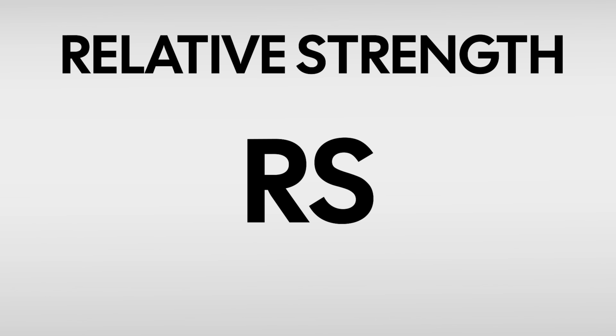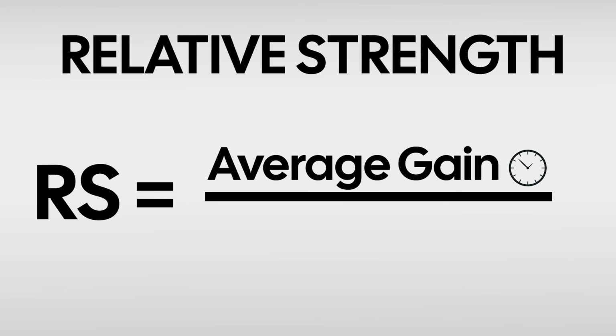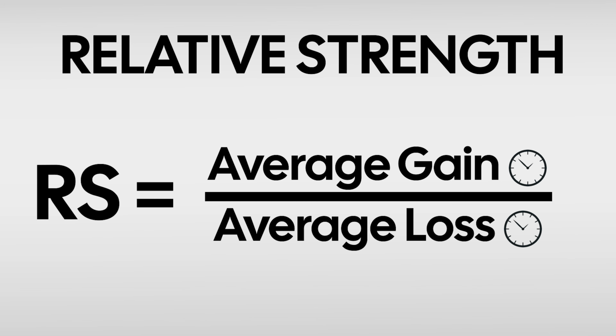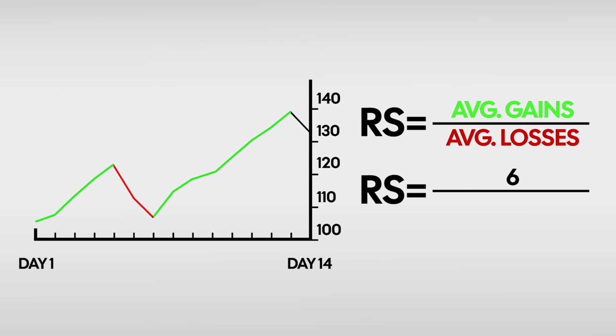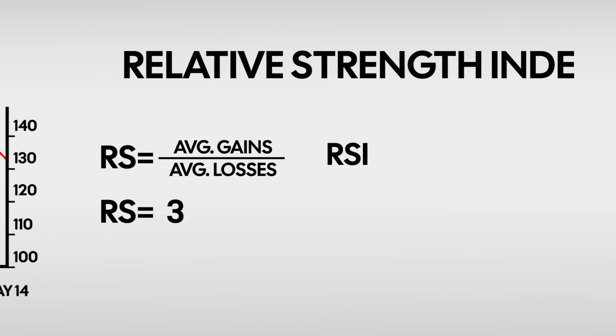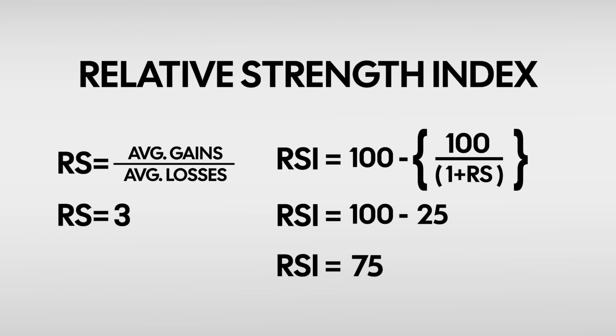RS is the average gain of up periods divided by the average loss of down periods over a specified time. For instance, over a 14-day period, if a stock has average gains of 6 green days and average losses of 2 red days, the RS would be 3, leading to an RSI calculation of approximately 75.